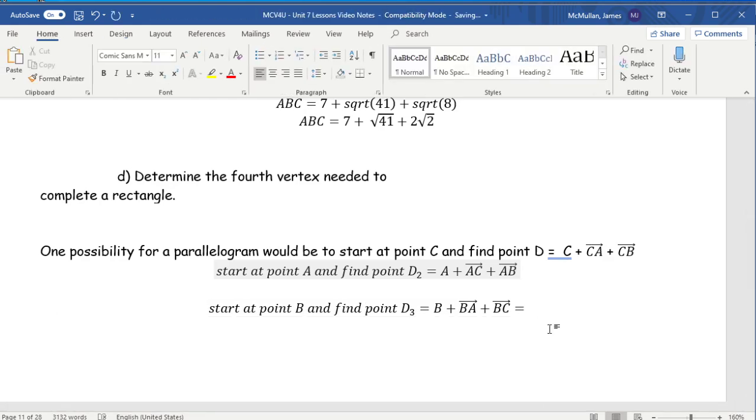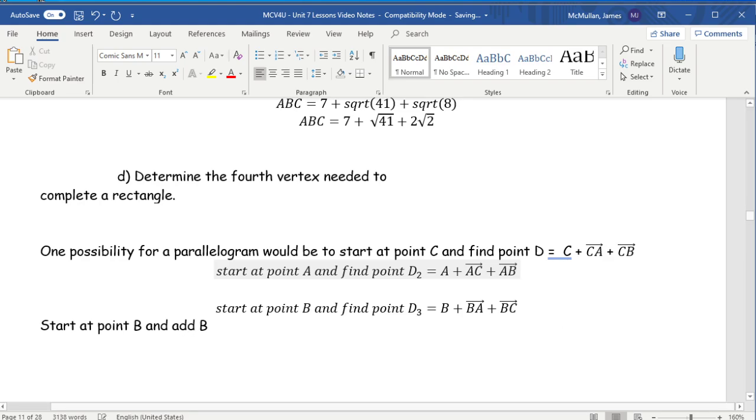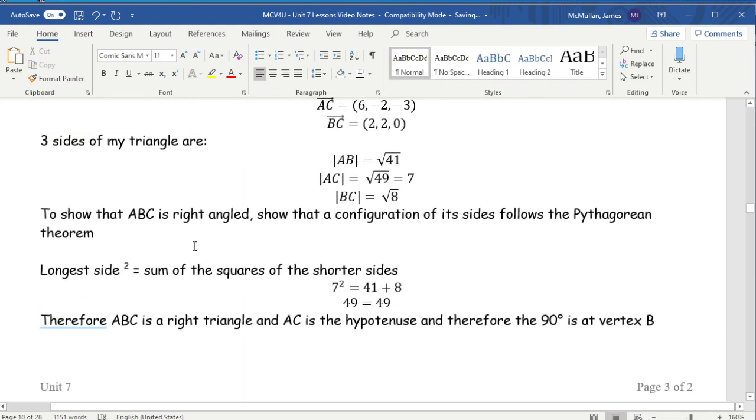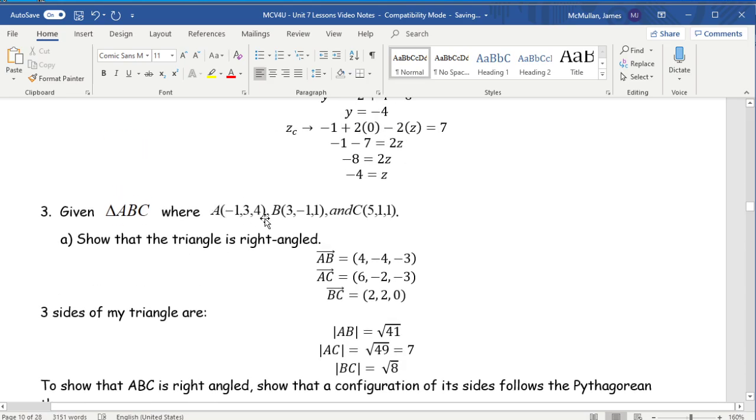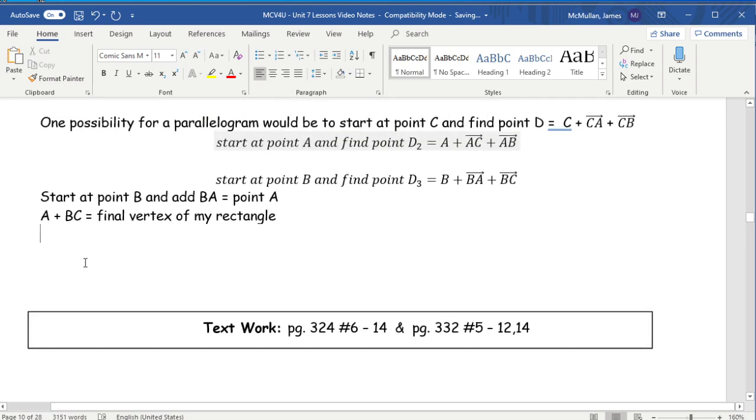So let's just do it quickly on paper. I want to start at point B and add vector BA. Of course, what would happen if I did that is I would be at point A. That's where I would be. So point A plus BC will be the final vertex of my rectangle. And so point A, let's go back up. Point A was located at negative 1, 3, 4.